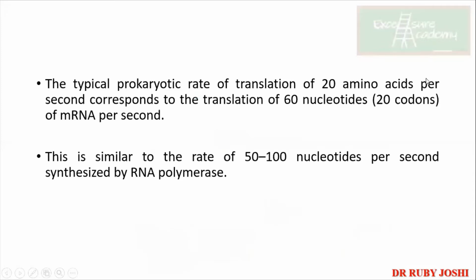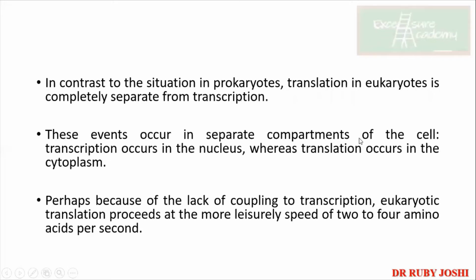Yes, ma'am. Yeah, simple topic, and these are the words which people ask in the exam. I'll tell you what are those. So the typical prokaryotic rate of translation of 20 amino acids per second. It means translation of 60 nucleotides, that is 20 codons of mRNA per second. So which is similar to the rate of 50 to 100 nucleotides per second synthesized by RNA polymerase. इसका मतलब almost transcription and translation same rate में चलते हैं आपका, ठीक है?